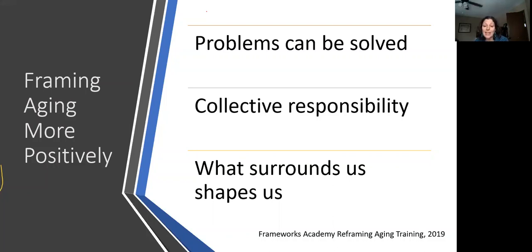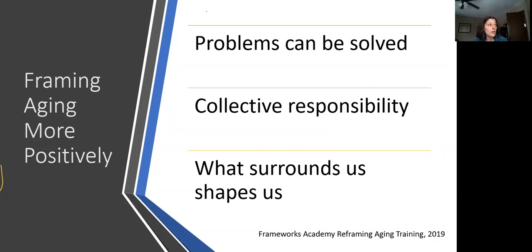Finally, it helps us grasp the idea that what surrounds us shapes us. And so this is what we talked about before with the idea that aging happens in context. All of our life experiences contribute to how we are right now in terms of our physical and our mental well-being. And if we can think about aging from that context, it helps us be a lot more empathetic and understanding and help to embrace the well-being of everyone and solve problems for everyone.